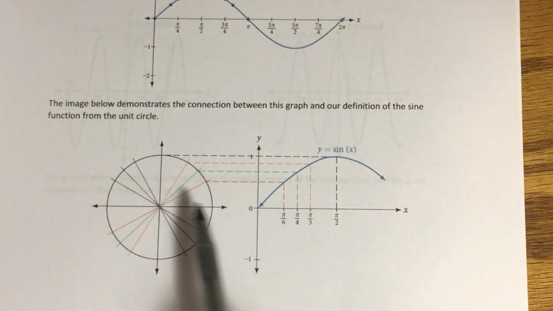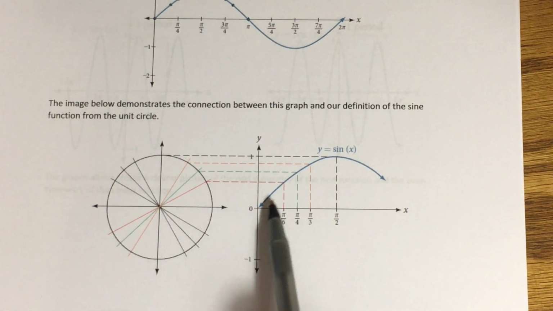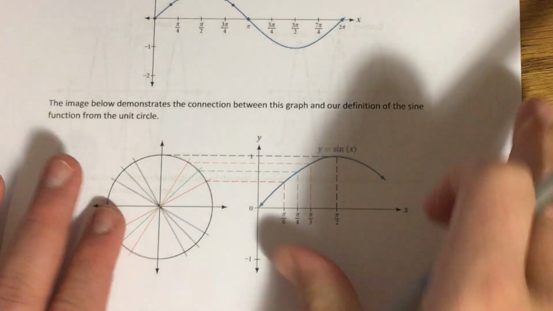So this is a visual connecting what we've done with the unit circle to the way that we're going to sketch graphs in Chapter 8.